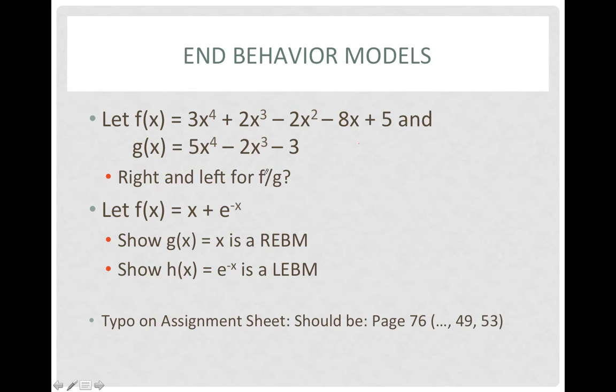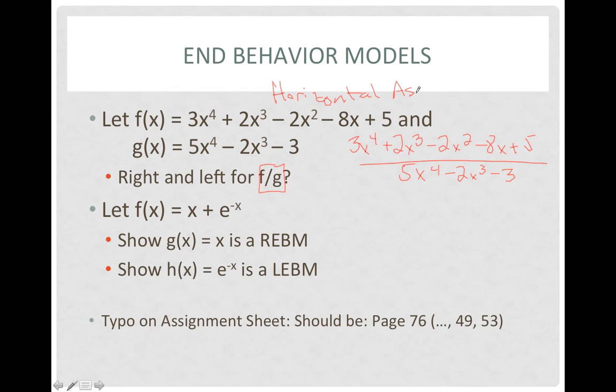We've done this problem before. If we have f of x over g of x, we have 3x to the fourth plus 2x cubed minus 2x squared minus 8x plus 5 all over 5x to the fourth minus 2x cubed minus 3. Now, the reason I say we've done this problem before is because this is a basic polynomial over a polynomial, which is a rational function, and we know from Algebra 2 that the right and left end behavior models for this type of function are based off of horizontal asymptotes.